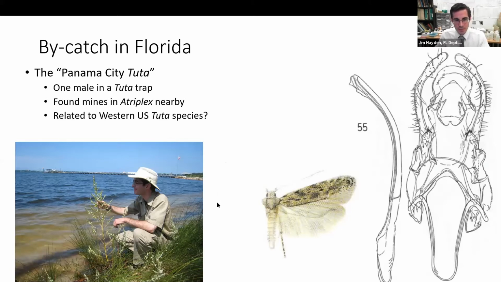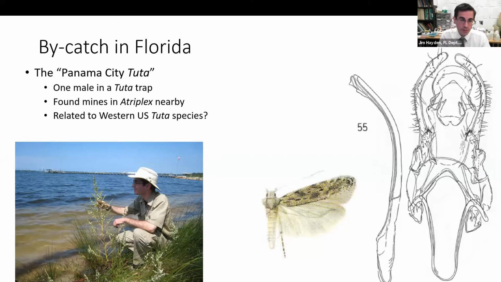We went to the site. It took a day to drive there. Florida's a big state. And yes, there's actually Atriplex on the shore. We found leaf mines and successfully reared out one specimen, but it was a female. And it didn't look exactly like what we were expecting. It looked like a different genus, I think. But nevertheless, there's something there.